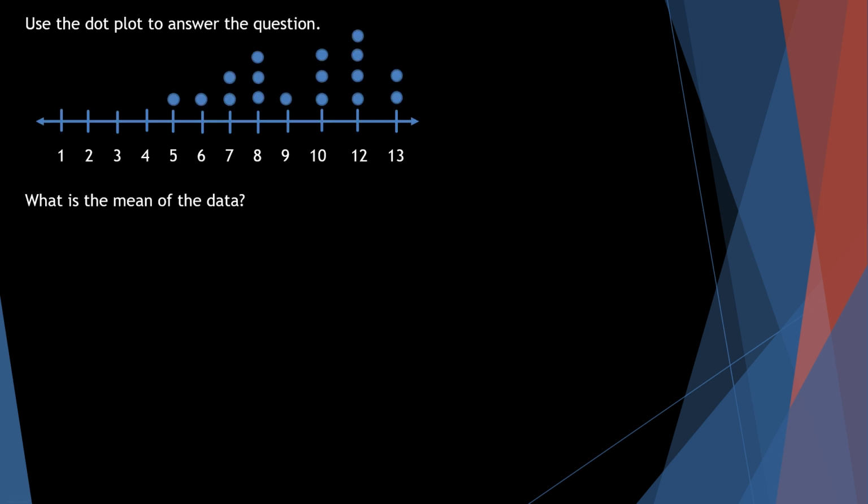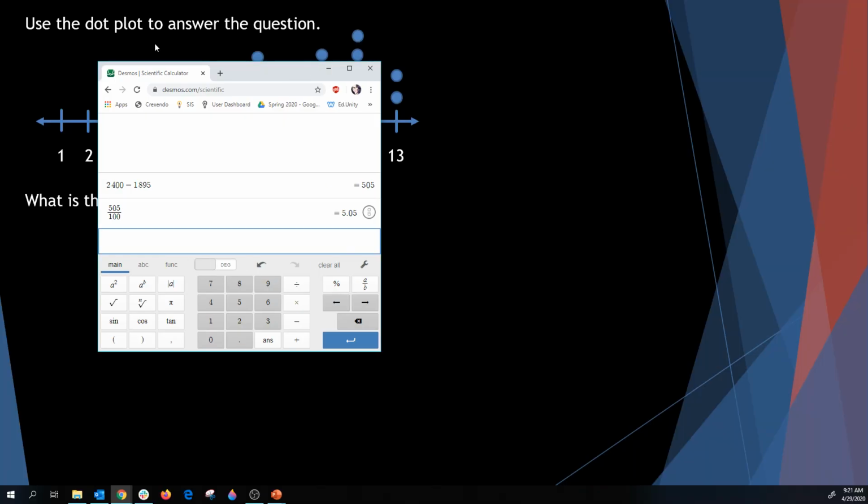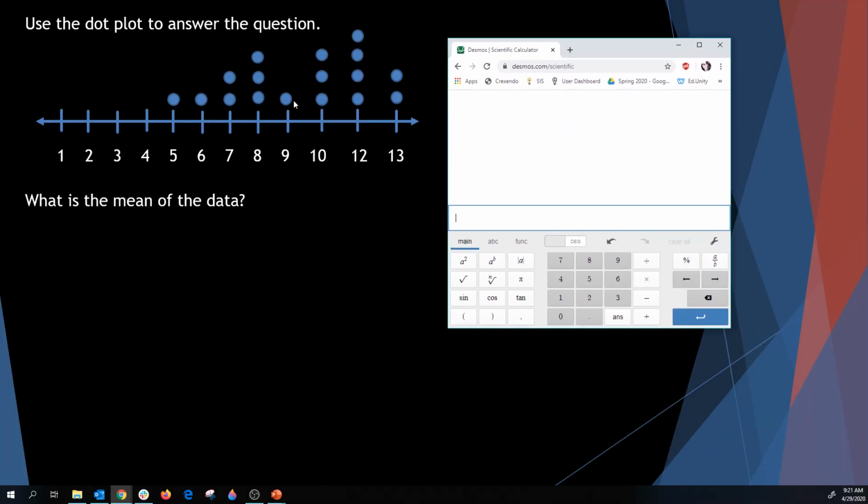All right, moving on to dot plots. So we want to know what is the mean of this data. So again, mean is average, and if I were to take a calculator, now notice how 7 has 2 dots above it. That means I should have 7 plus 7. 8 has 3 dots above it, which means I should have 8 plus 8 plus 8. So 5 plus 6 plus 7 plus 7 plus 8 plus 8 plus 8 plus 9 plus 10 plus 10 plus 10. There's 4 12s and 2 13s.